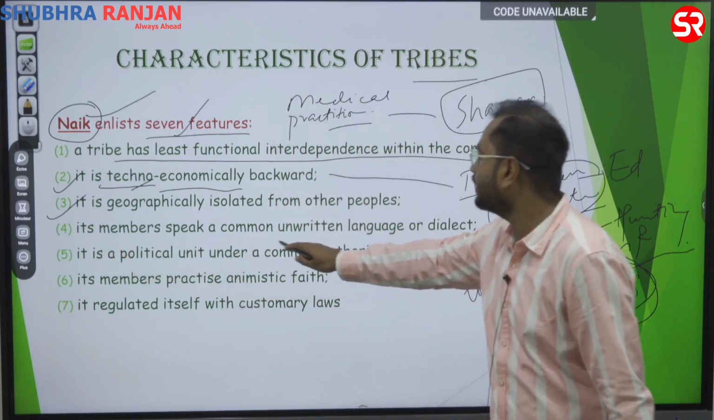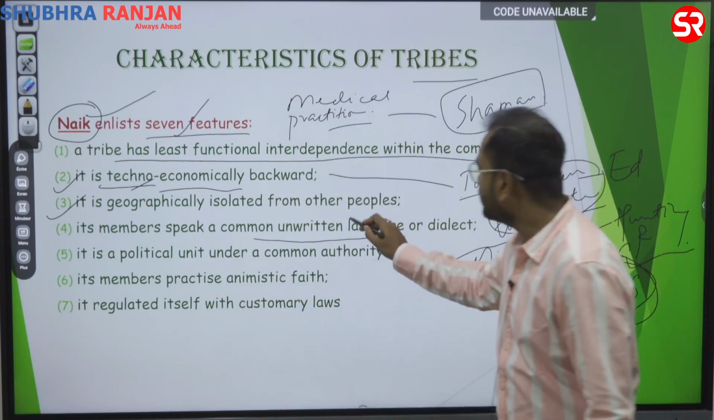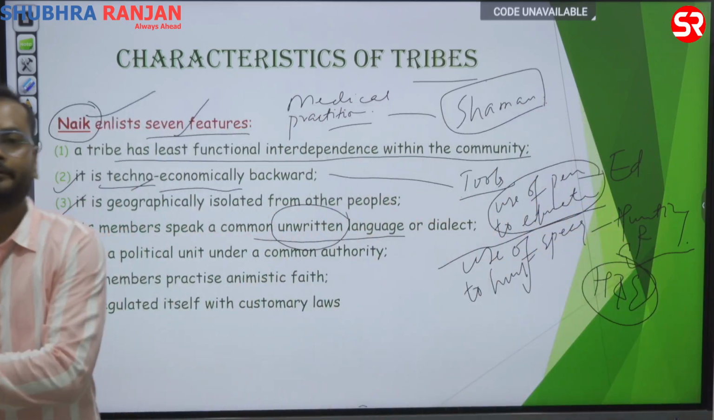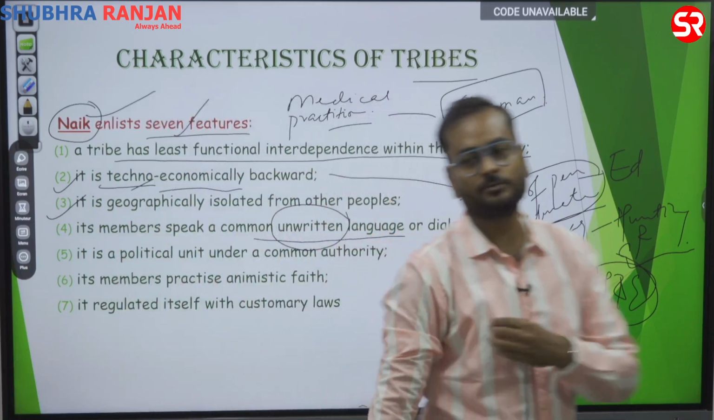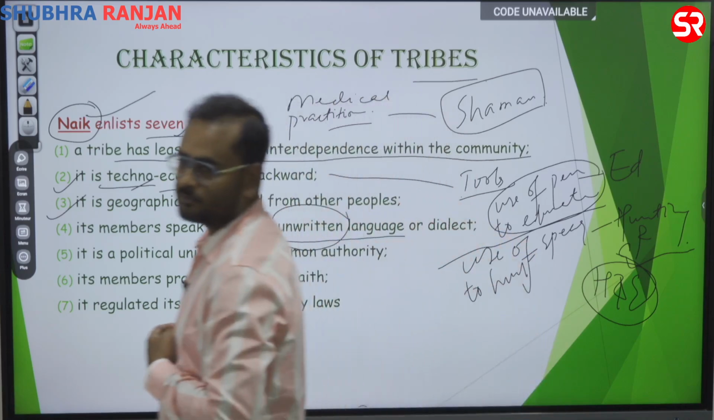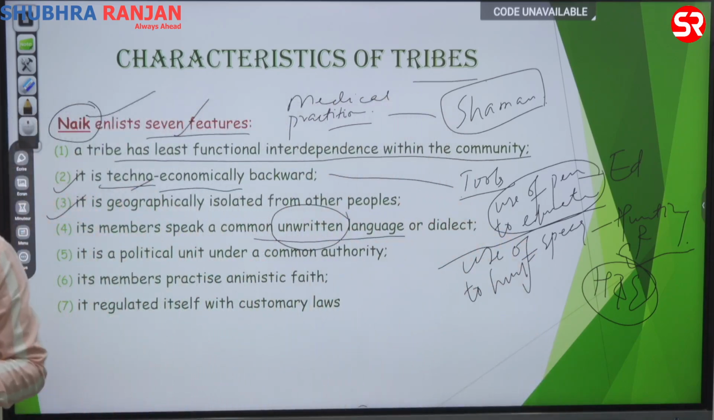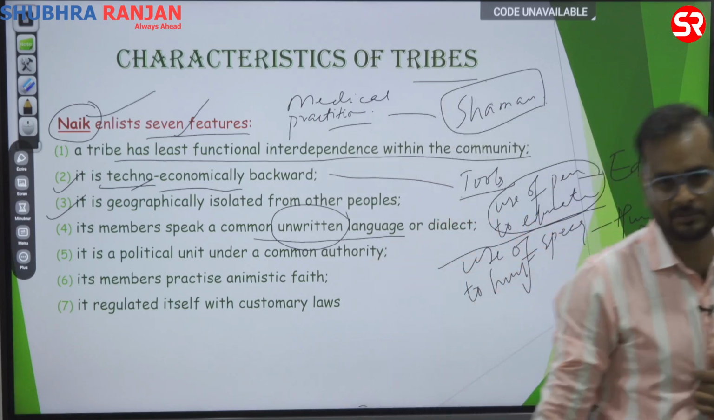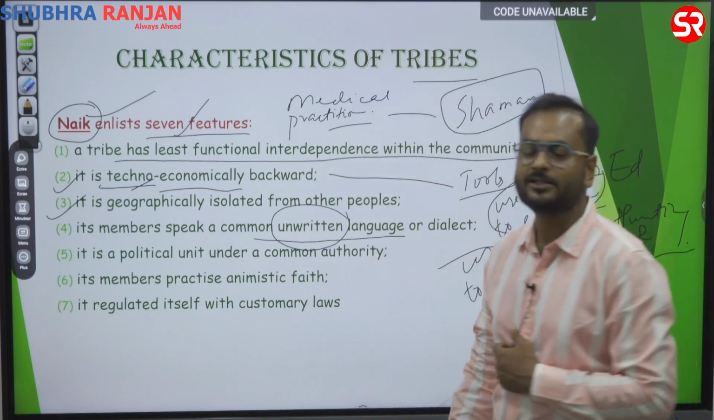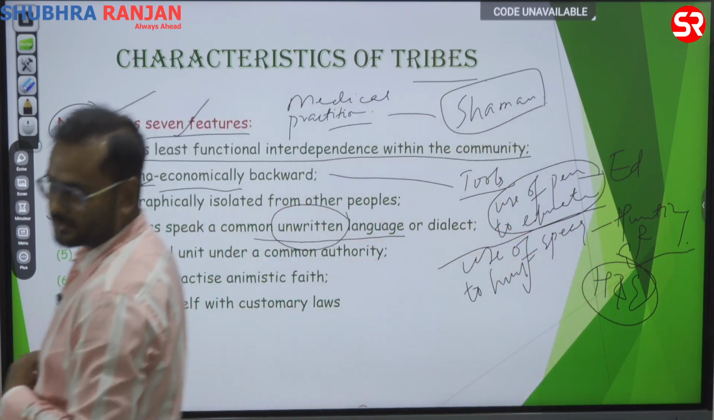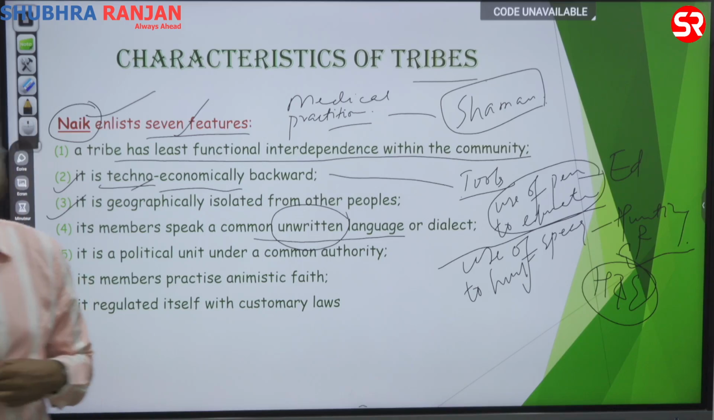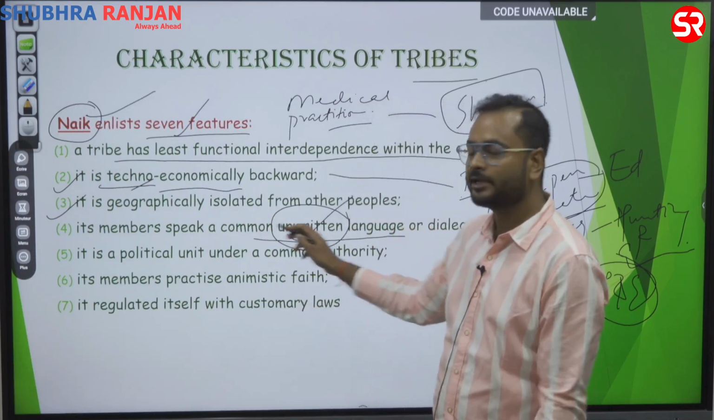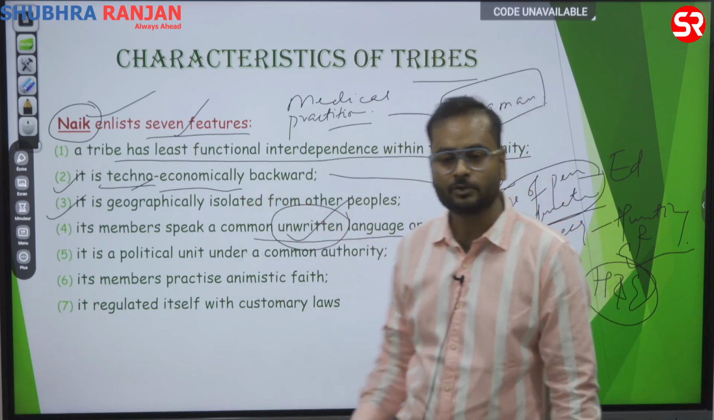Its members speak a common unwritten language. It is again debatable, the unwritten language, because you know the President of India is from your state, and she hails from which community? She hails from the Santhal community, isn't it? So does the Santhal community have a script or not? Yes, it does have a script, and that is why it is included in the 8th schedule of your constitution, isn't it? Santhali is mentioned in the 8th schedule of the constitution out of those 22 languages. So the point of unwritten language is again debatable, and it is actually contradicted by today's time, isn't it?